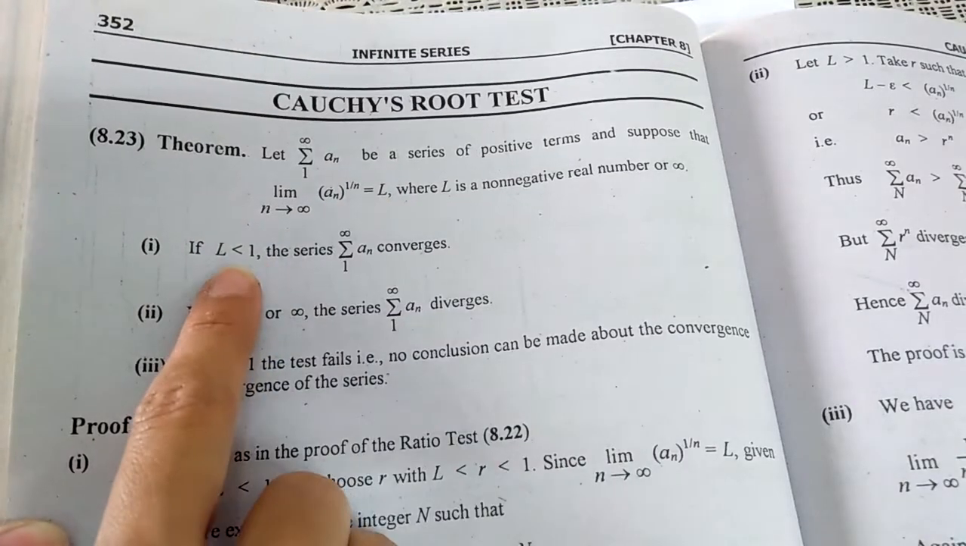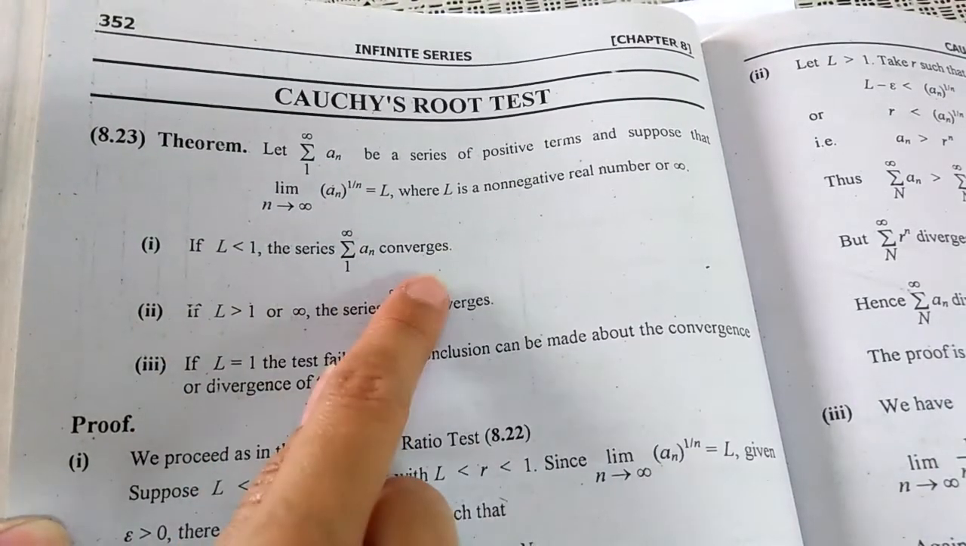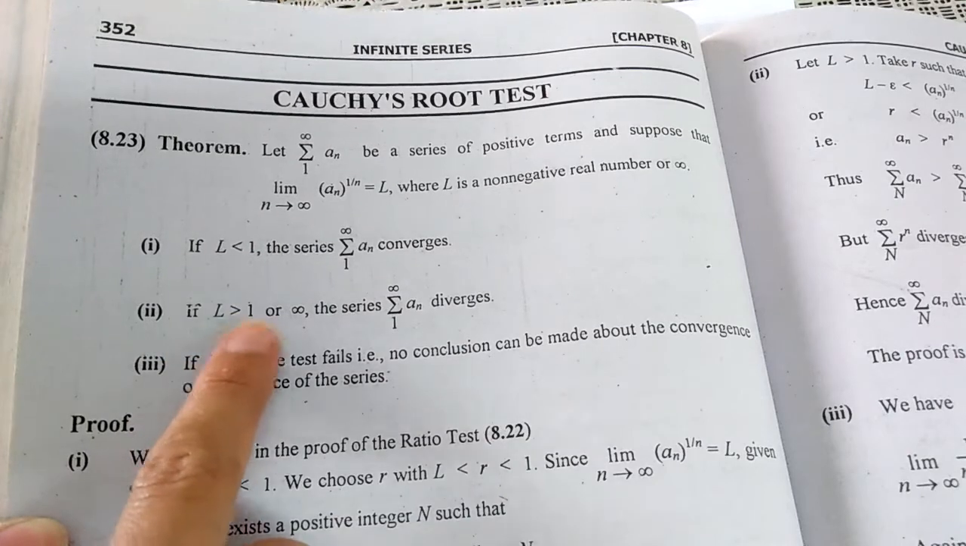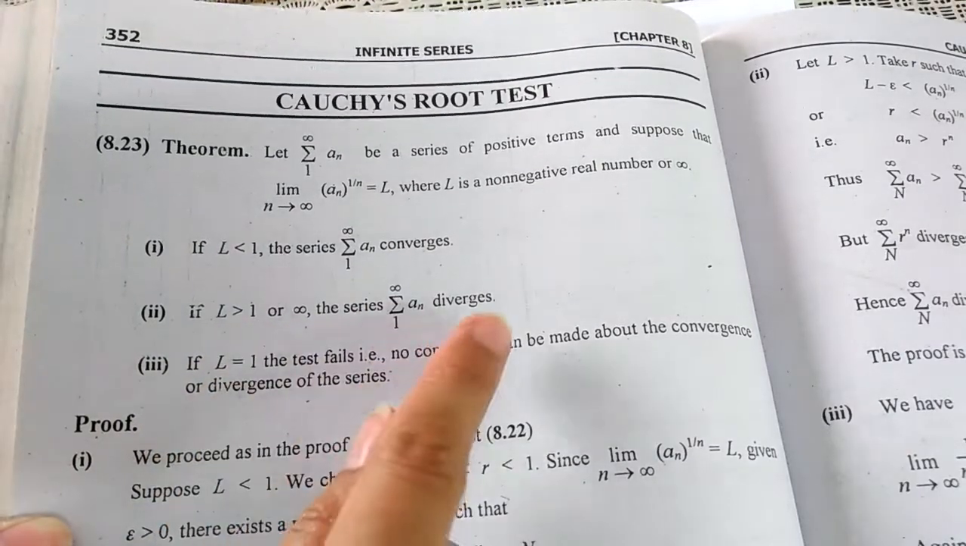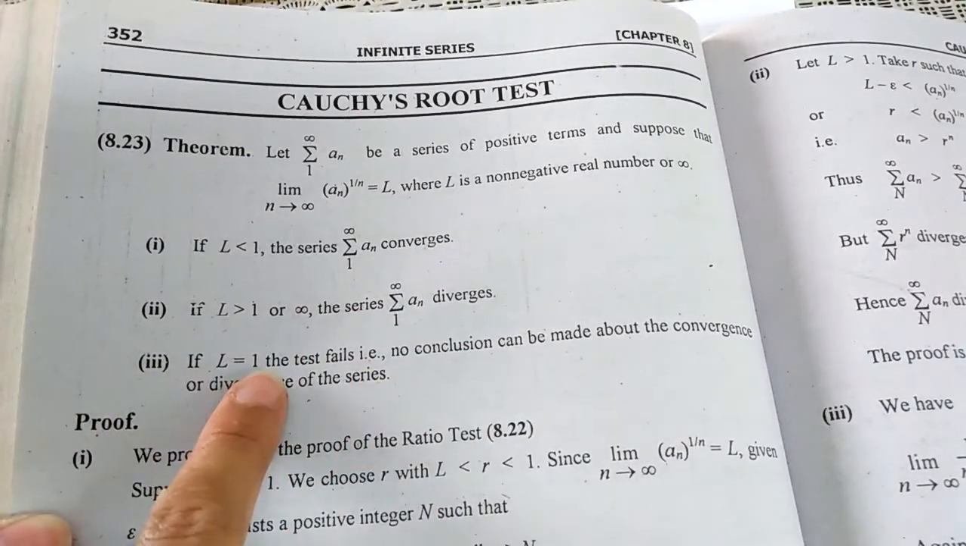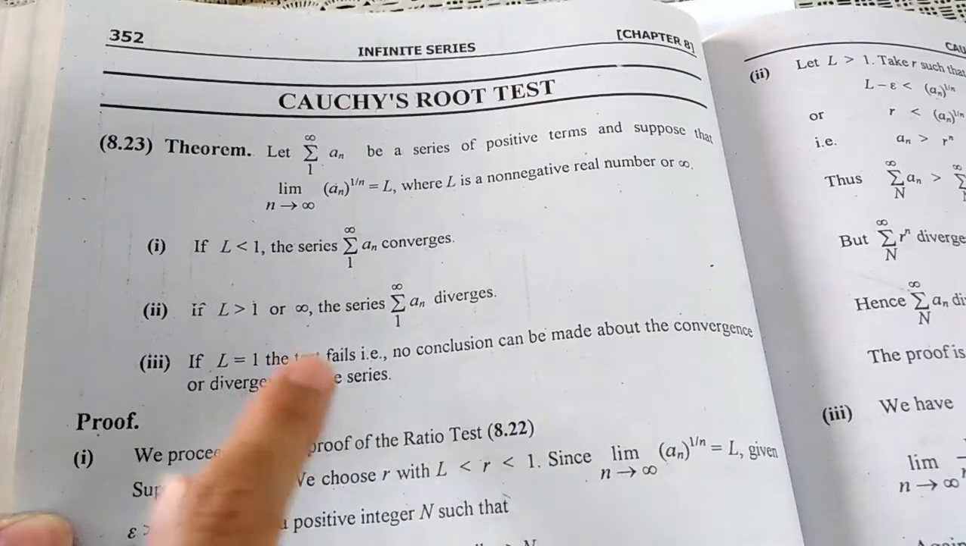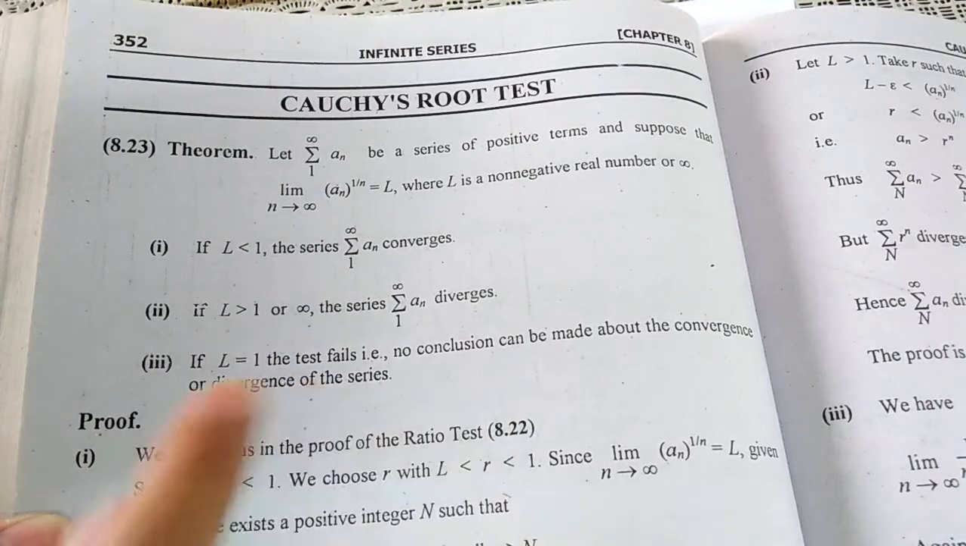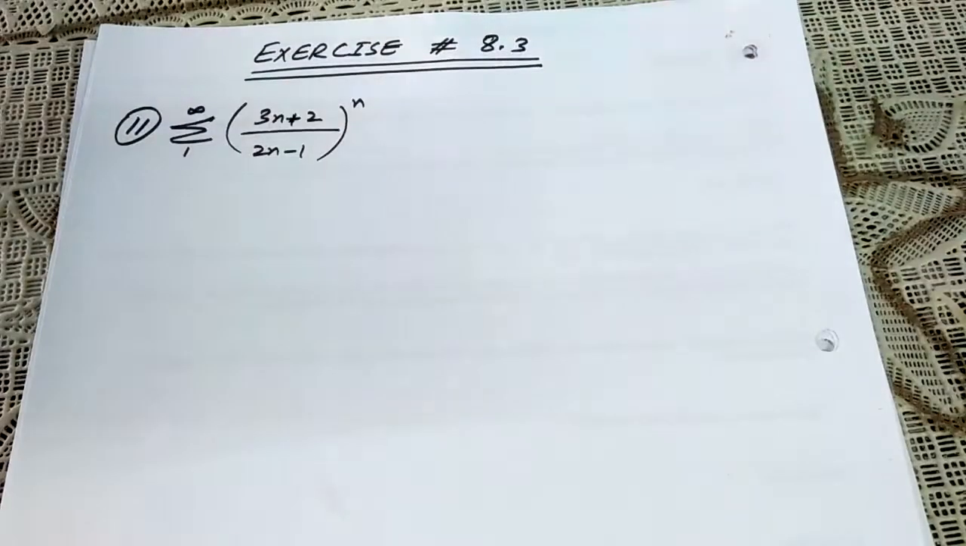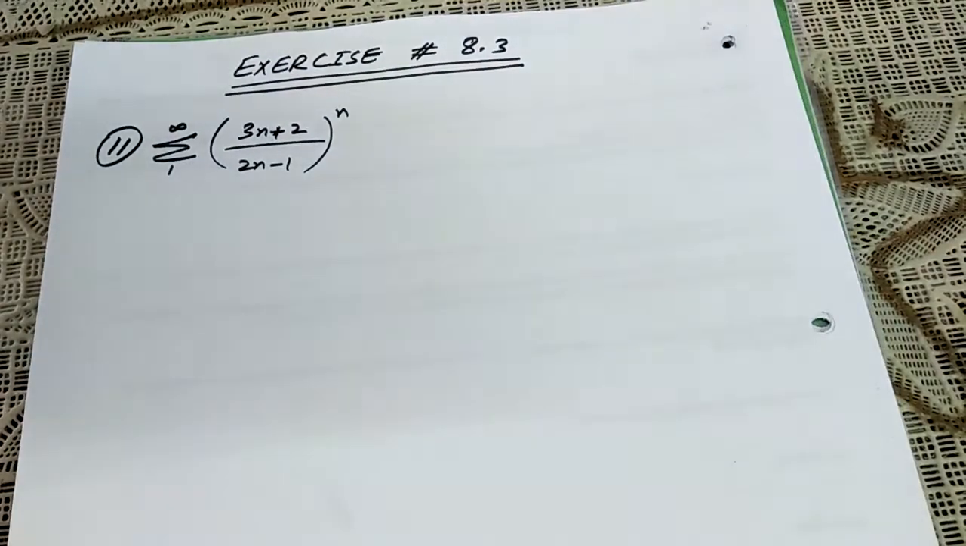If this answer is less than 1, then your given series is converging. If this answer is greater than 1 or infinity, then the given series diverges. And if it is equal to 1, then this test fails and you have to move on to some other test. So let's start from question number 11 of this exercise using the Cauchy's root test.